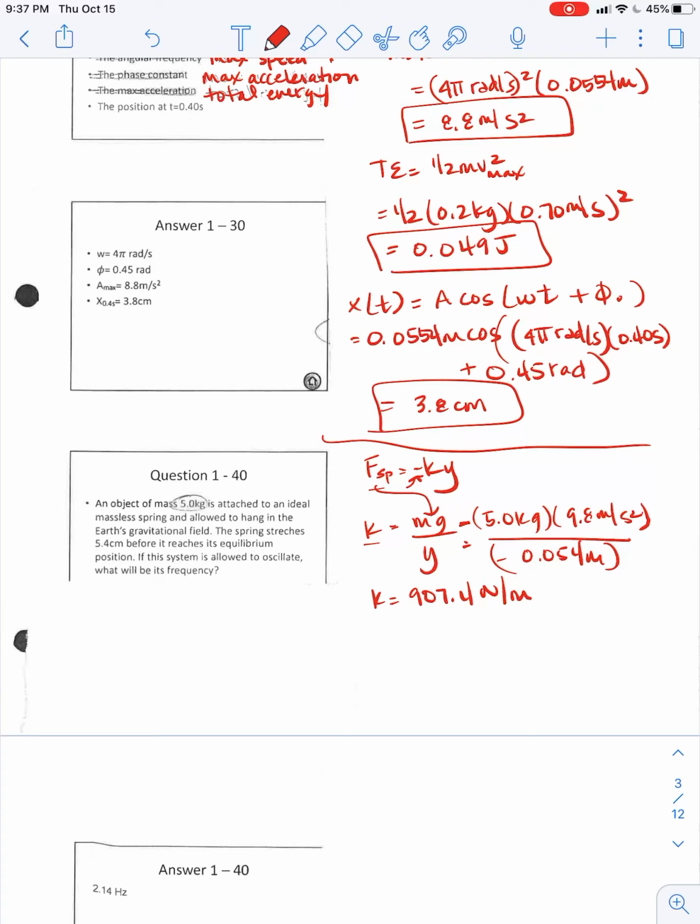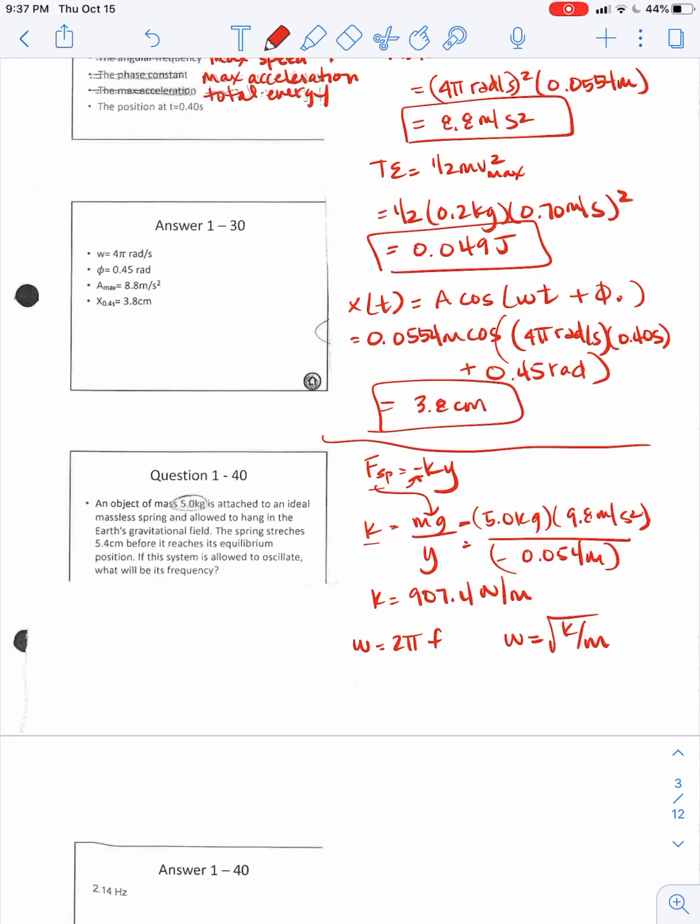Well, let's see. We're trying to find frequency. So maybe if you could find angular velocity, then you could end up finding frequency. So go through your equations. Okay, we've got one that has angular velocity, and it has K divided by M in it. So we have K now, and we have mass. We just got to rearrange and solve for the angular velocity.